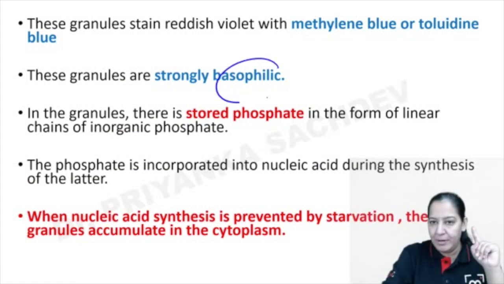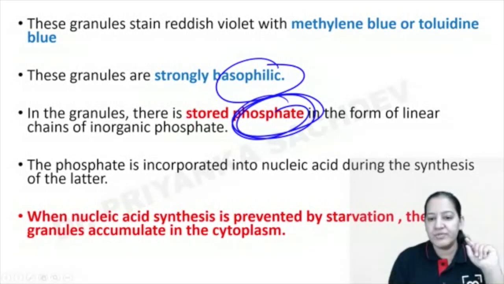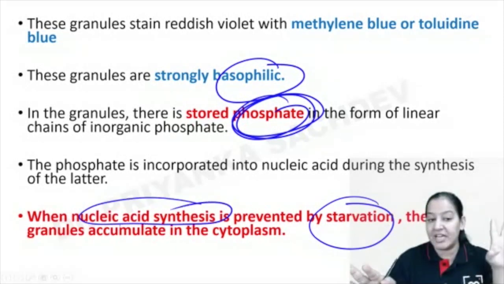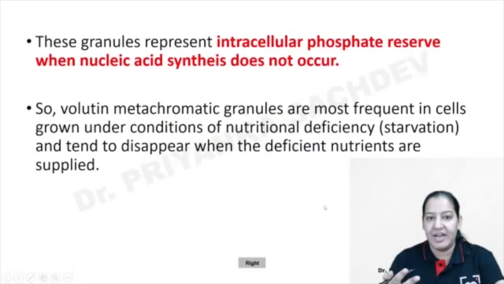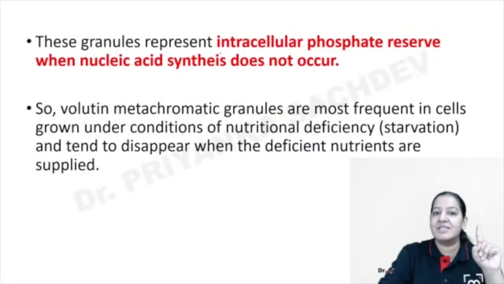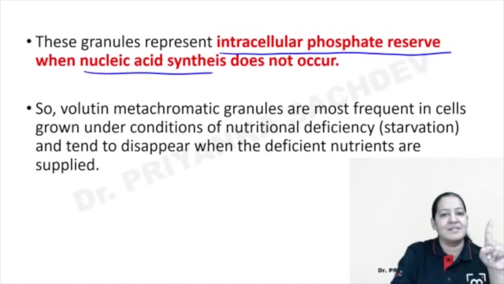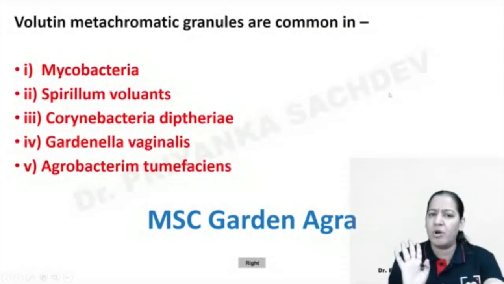Actually, they are deep blue in color and they are phosphate. They are the stored phosphate. Why is the phosphate stored? During starvation, the bacteria is not dividing, so nucleic acid synthesis is not taking place and phosphate is not utilized. That's why it will accumulate. So basically these granules are the intracellular phosphate reserve when nucleic acid synthesis is not taking place. It is a very important question that can be a small 1-line question.